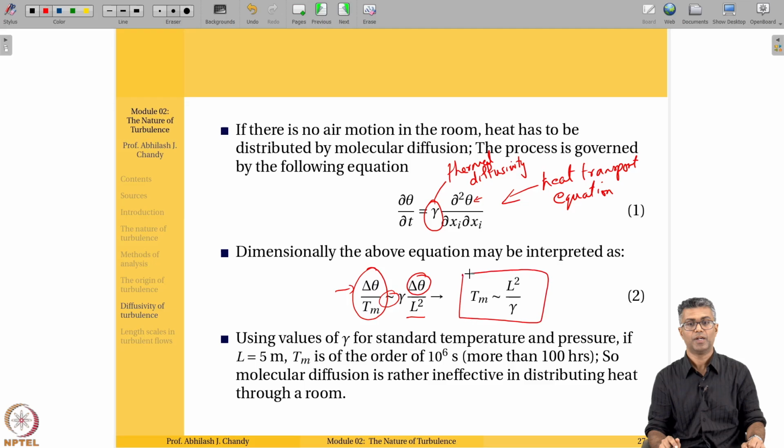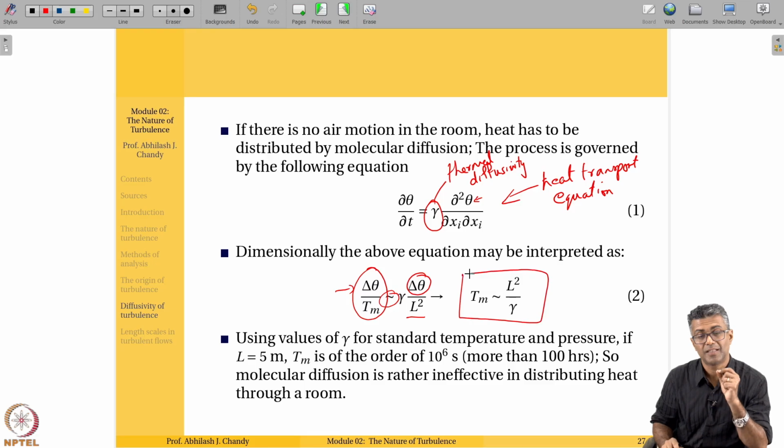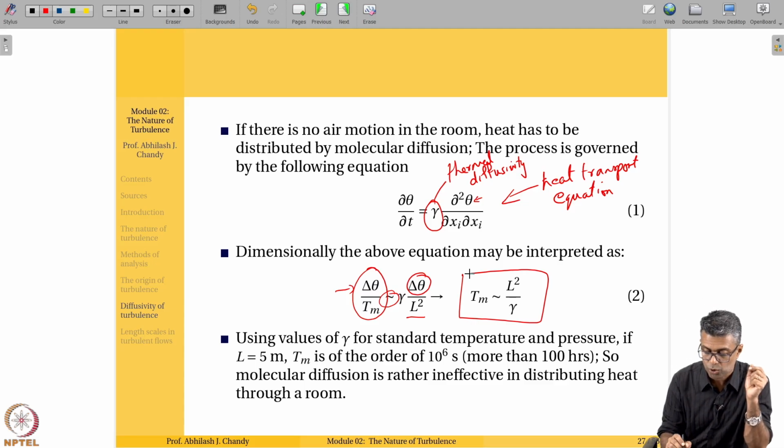This is what I have. So I have a representation for the time scale. Again, Tm represents the time scale associated with this problem, where there is no airflow and only molecular diffusion, hence the subscript m, which is L squared over gamma.